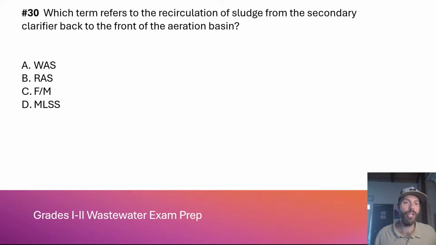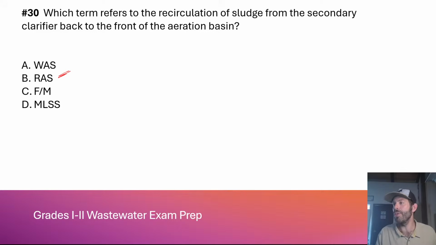30, which term refers to the recirculation of sludge from the secondary clarifier back to the front of the aeration basin? A, WAS, B, RAS, C, F to M, D, MLSS. This is the recirculation of sludge from the secondary clarifier back to the front of the aeration basin. And your answer is B, RAS, return activated sludge.